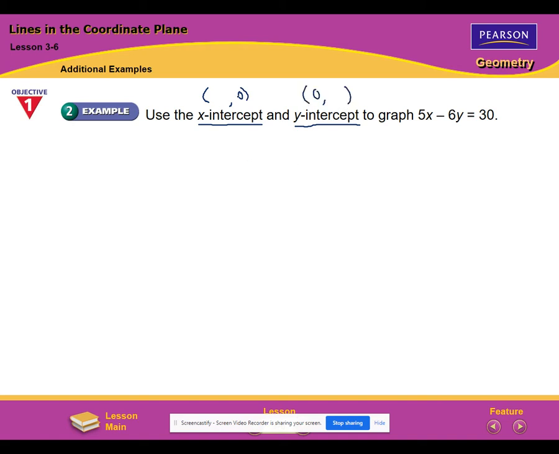Now, what happens when I plug in 0 for y? All of this part of the equation would go to 0. 0 times negative 6 is just 0. So now 5x is being added to 0. So basically you have 5x equals 30, and you can solve that by dividing both sides by 5. That would be 6.